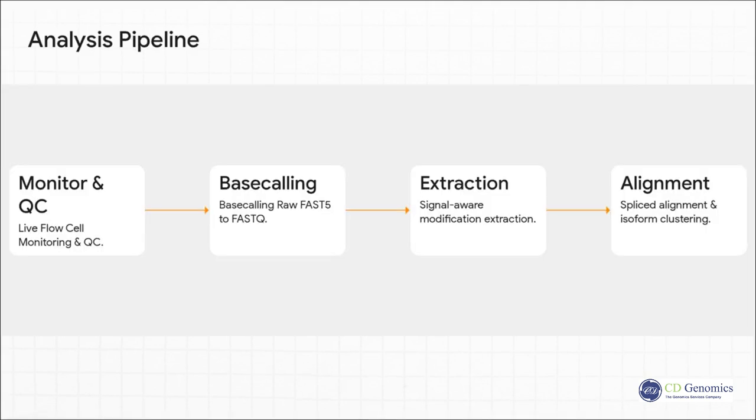Analyzing this data involves a really rigorous, multi-step pipeline. You've got live flow cell monitoring and QC, base calling raw Fast5 files to FastQ, doing signal-aware modification extraction, and then reference-guided splice alignment and isoform clustering. Building and maintaining all of that, it can quickly overwhelm standard lab computers.